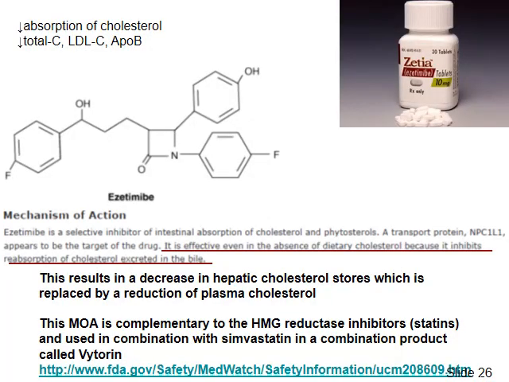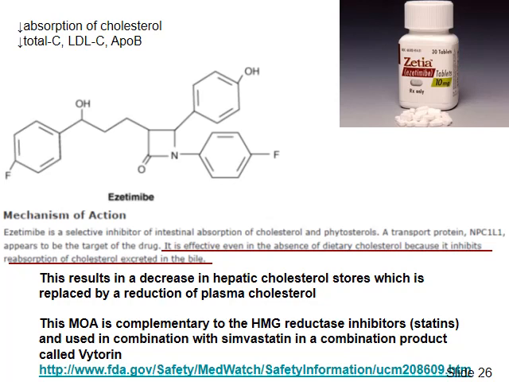So ezetimibe is depicted for you here in terms of its chemical structure. And as you can see on the right, it is offered as a tablet, so it's administered orally. It decreases the absorption of cholesterol from the diet, but also decreases total cholesterol and LDL cholesterol, as well as apoprotein B levels. It's effective even in the absence of dietary cholesterol because it inhibits reabsorption of cholesterol excreted in the bile. And again, its major target is now believed to be NPC1L1 on the enterocyte.